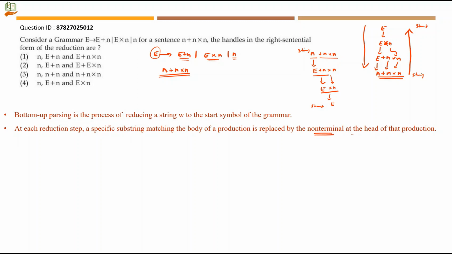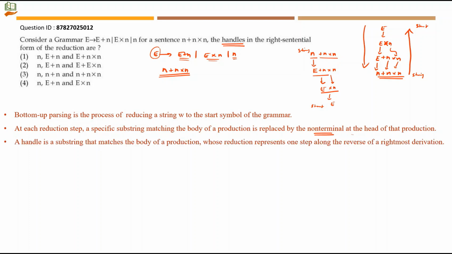So what the question is about is the handles in the right-sentential form of the reduction. So what are handles? A handle is a substring that matches the body of a production. So the part you are going to replace is called the handle, whose reduction represents one step along the reverse of a rightmost derivation. Then what is a right-sentential form? A right-sentential form is a sentential form that occurs in the rightmost derivation of some sentence. When you work through this particular problem, you will understand it better.